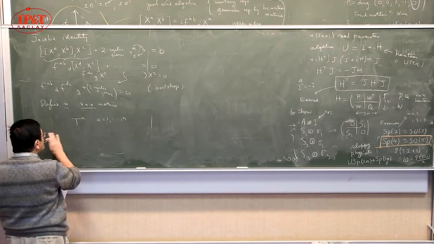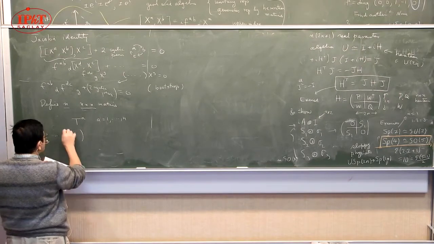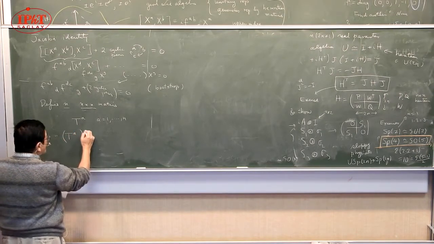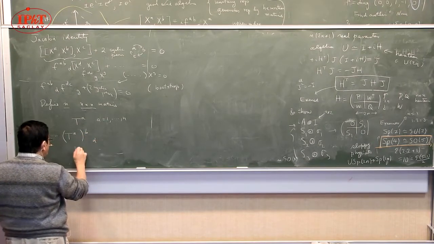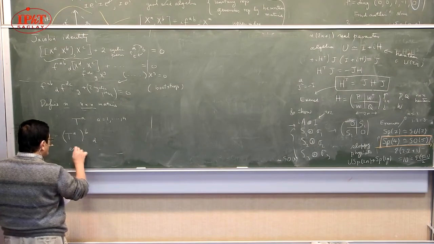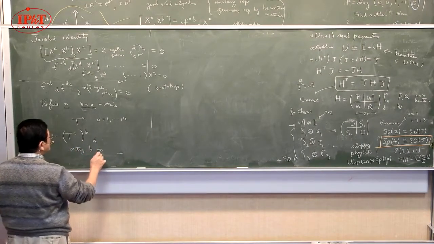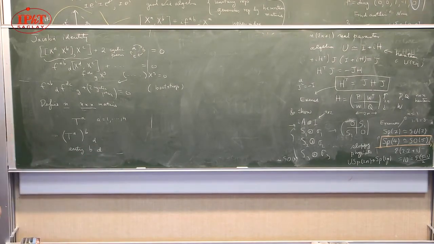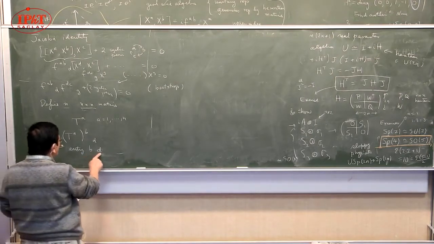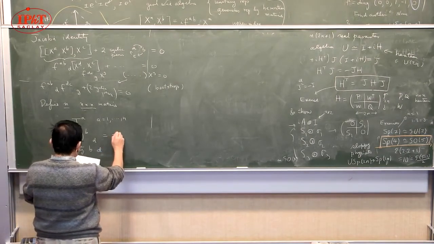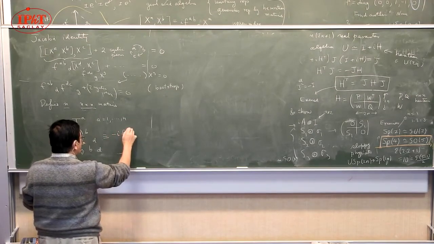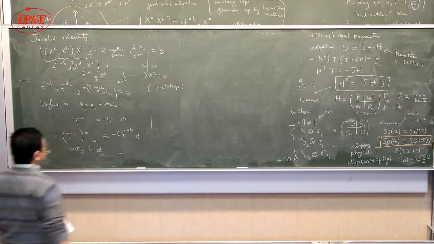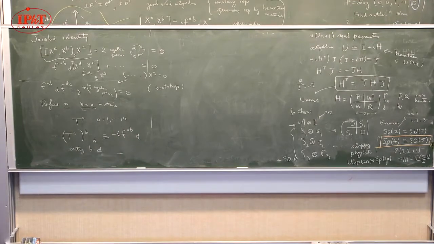So the definition is that the matrix TA, its BD entry, so it's the entry in the Bth row. So let's see, is it row or column? It's the BD entry, so B is the row and D is the column. Let me just call it the BD entry, defined to be minus i F_ABD. Okay? So is that clear?